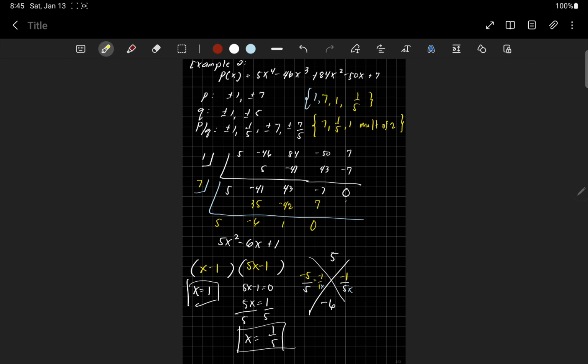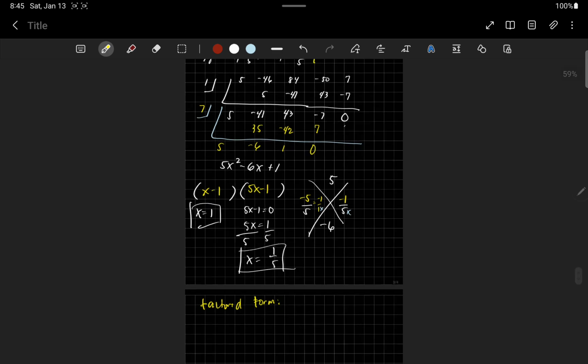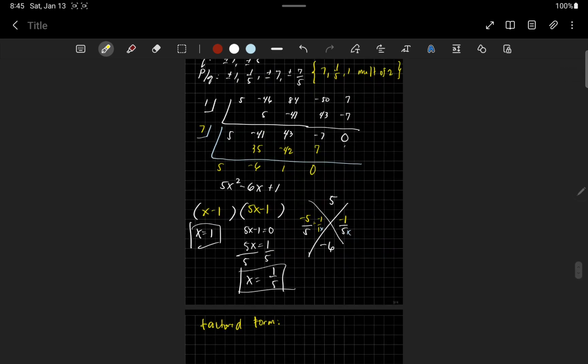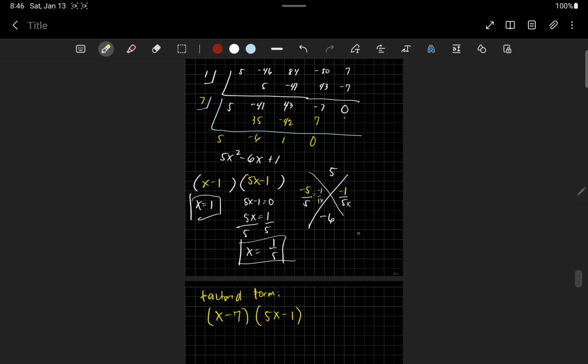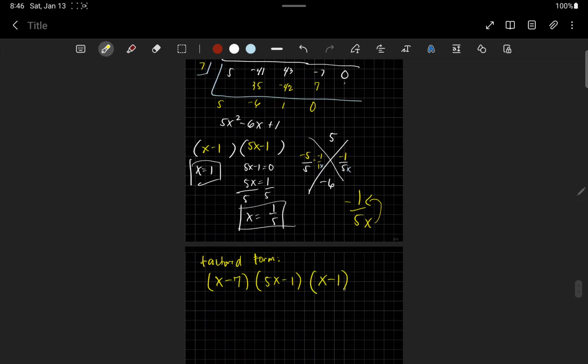Then, how about the factored form? Given all the roots, since one root is 7, the factored form is x minus 7. For 1 over 5, that is 5x minus 1. The technique there, when it's a fraction, for example 1 over 5, is to add x to the denominator, then change the sign, moving it from the denominator to the numerator. Next, 1 with multiplicity of 2. So, that is x minus 1 times x minus 1.